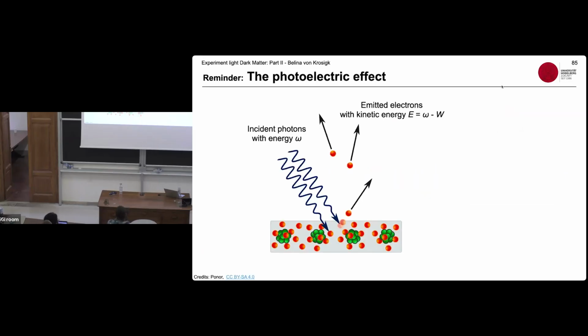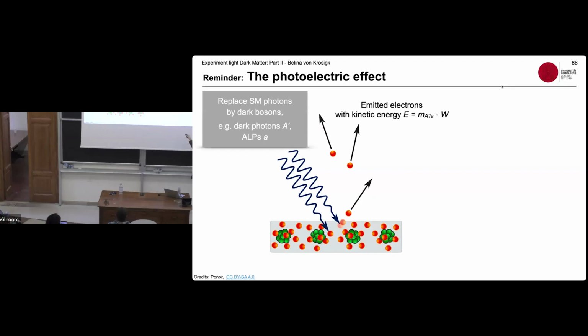So if you think back of the photoelectric effect, that's what it is really based off. You have an incoming photon, you have an outgoing electron that carries the energy of the incoming photon, keeping in mind the work function W to get the electron out of the system. So that's the normal photoelectric effect. And now the only thing that you're doing is that you're replacing here the incoming photon with a dark boson.